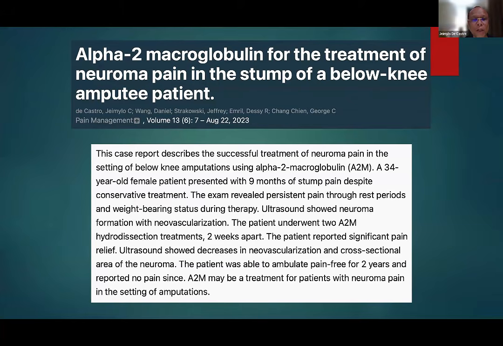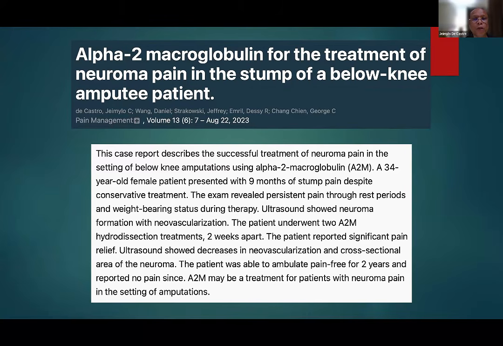And then we started treating this with PRP. It's not working. And then we shifted to macroglobulin, where in this case we see results that the pain has reduced and has significantly disappeared over a 2 to 3 week period after the last treatment.